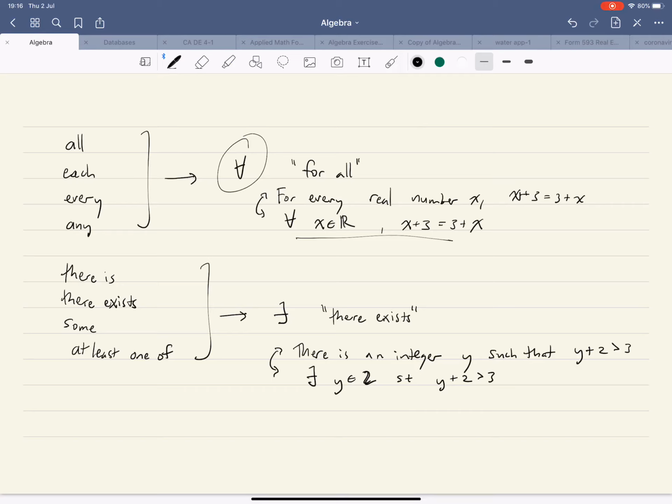So these mean the same thing. The second one is just a whole lot faster to write. All right, just putting that out there.